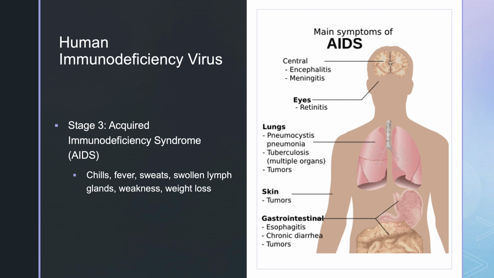And in here, with this immunodeficiency syndrome, you are prone to any infection. Think pneumonias, and even just the flu can have a huge effect. So look for chills and fevers, swollen lymph nodes, lots of weight loss and weakness, and your body's immune system is just becoming more and more useless in this stage.